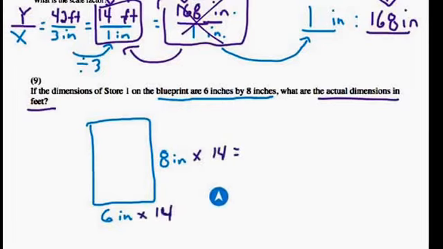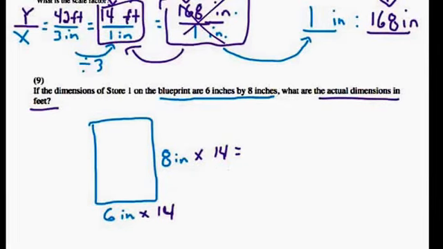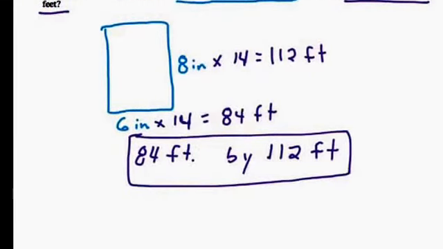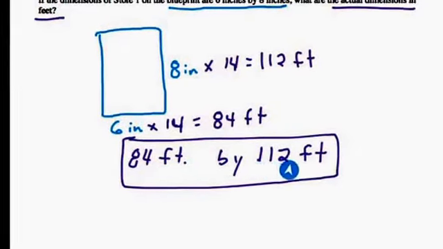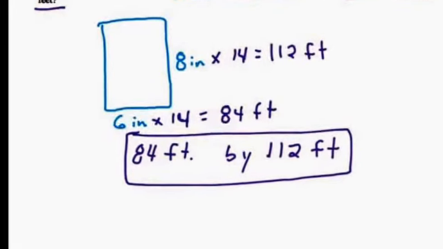So to find the actual dimensions, I'm going to multiply each dimension on the blueprint by 14, or 14 feet. So that, when I multiply 6 times 14, gives me 84 feet. 8 times 14, 112 feet. So our actual dimensions are 84 feet by 112 feet.